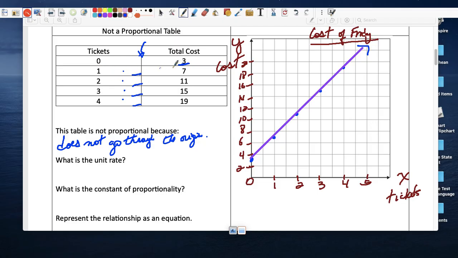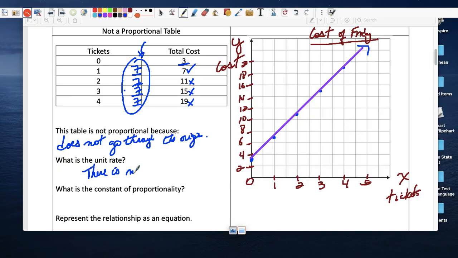Well, how does 1 become 7? Well, 1 times 7 is 7. So if that's true, if this table was proportional, everything should have been 7 times 7 times 7. But you notice that 1 times 7 is 7. It works here. But 2 times 7 is not 11. So it fails. 3 times 7 is not 15. 4 times 7 is not 19. So are we using the same constant of proportionality here or not? So there is no unit rate.